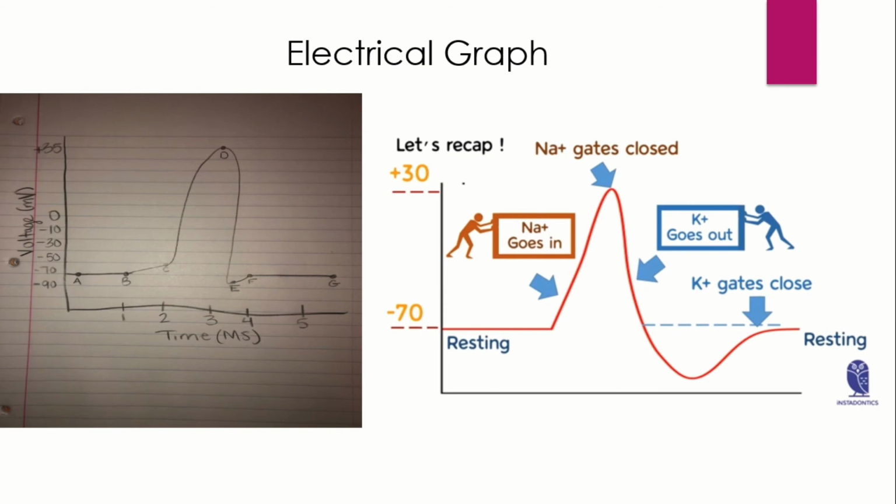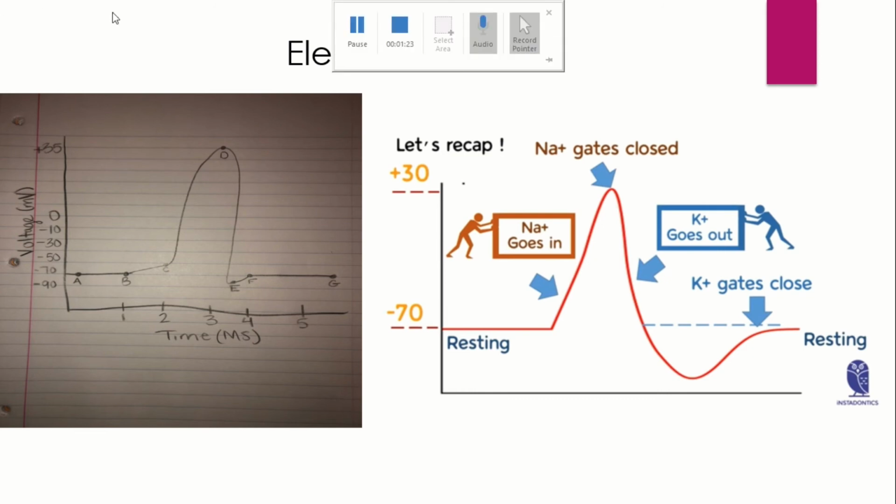creating a negative polarity known as repolarization, and then potassium continues to escape the neuron and goes into hyperpolarization, and it dips below the resting membrane potential, and then it cannot be stimulated, and this is known as the refractory period, and then the potassium gates close, and it is restored back to its resting potential.